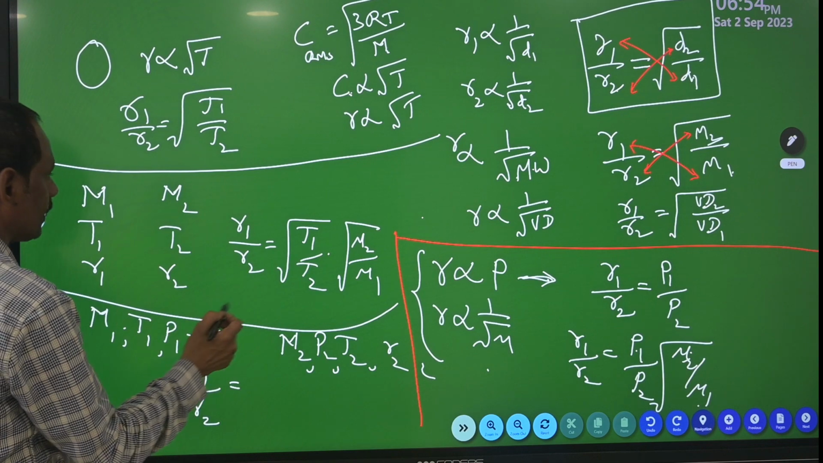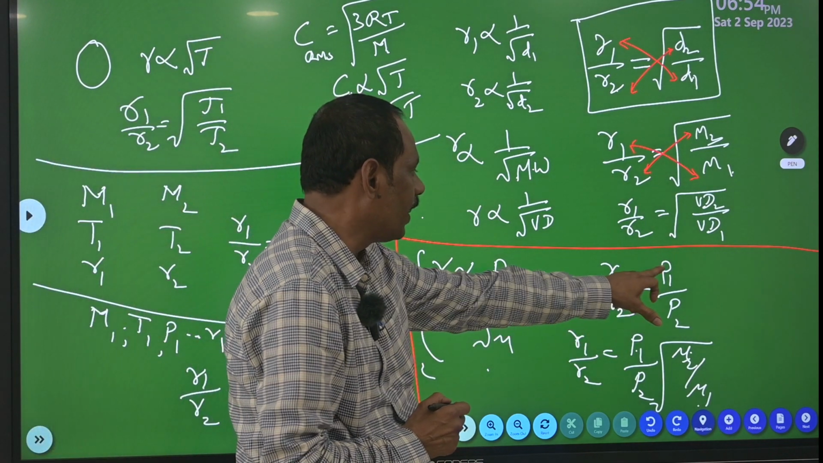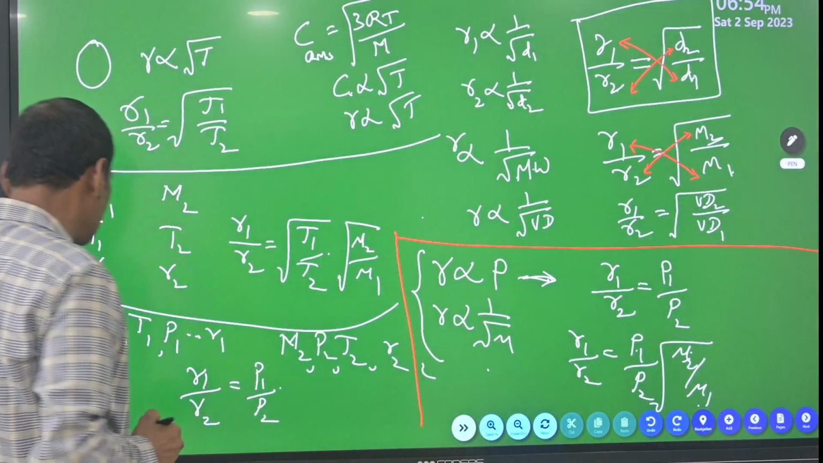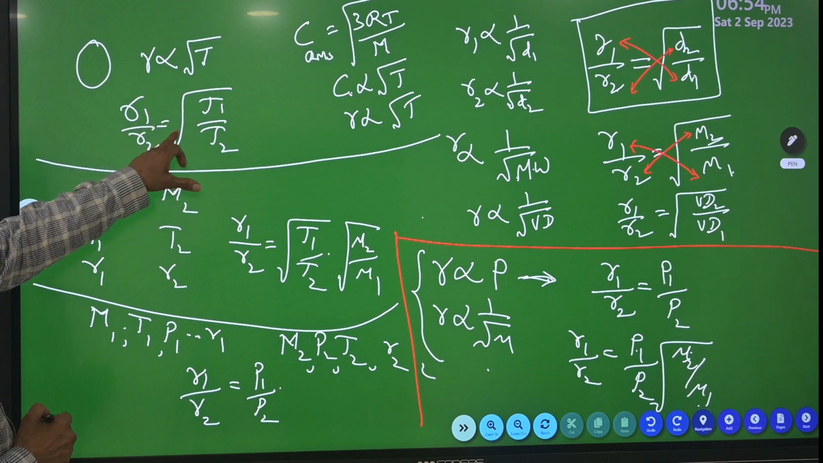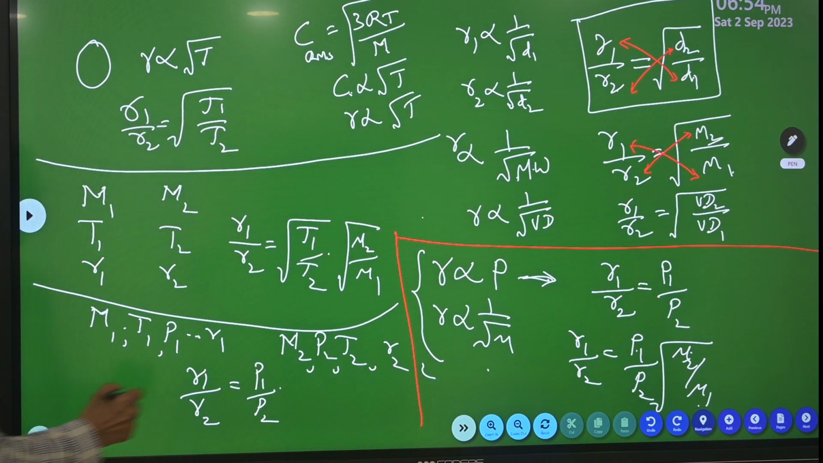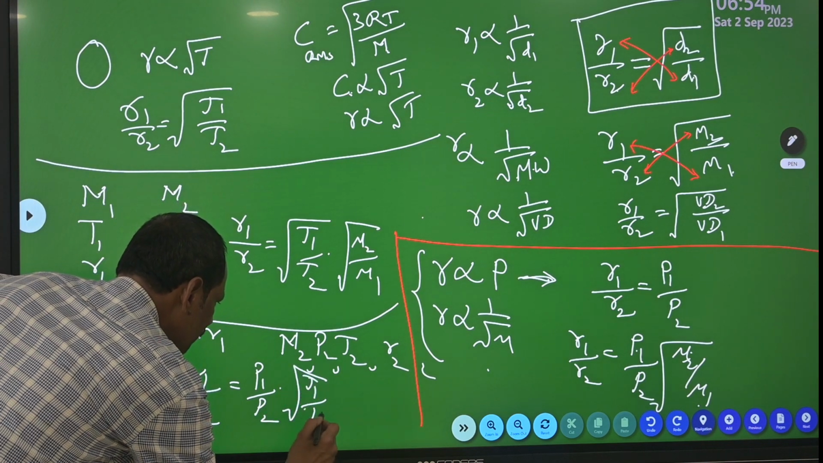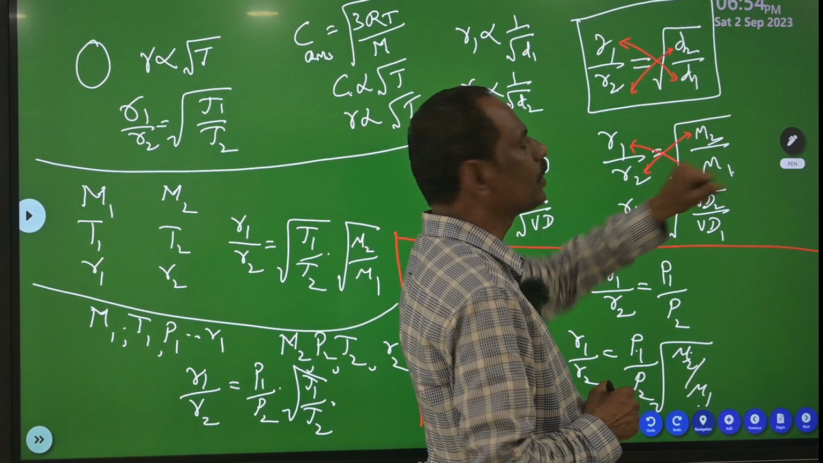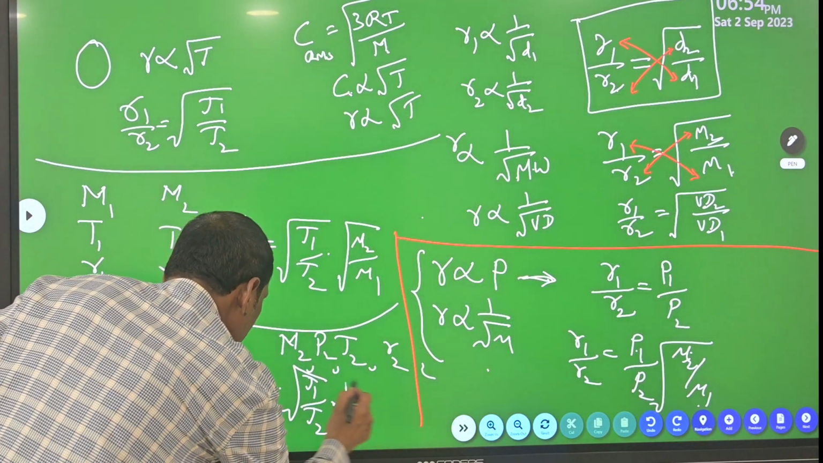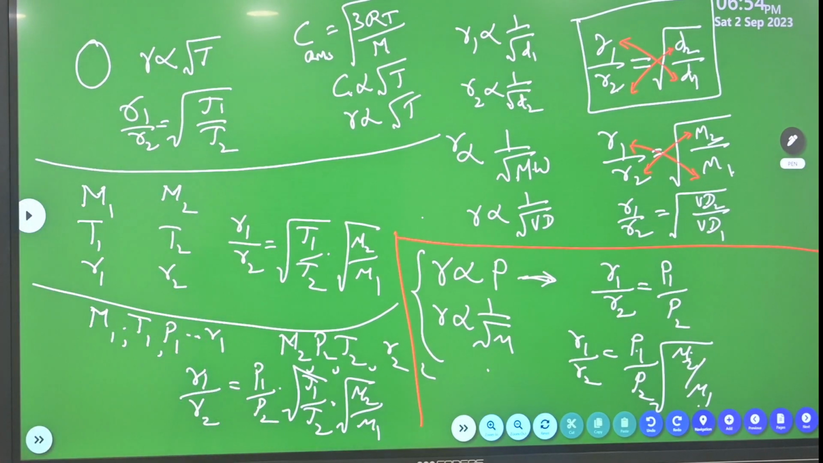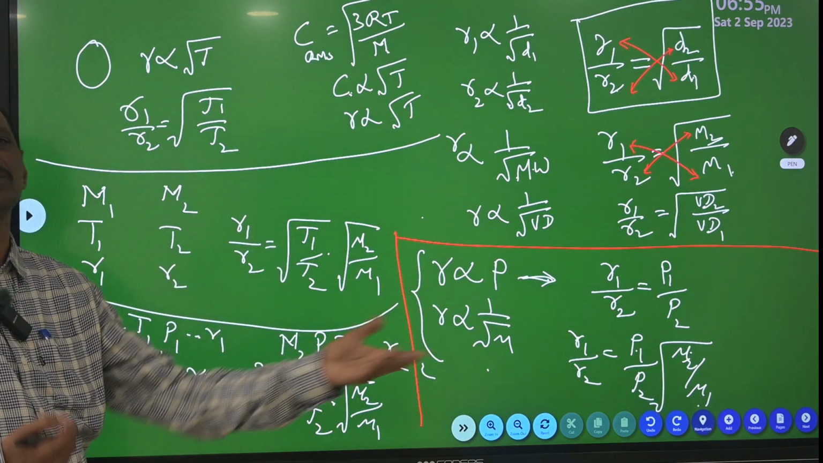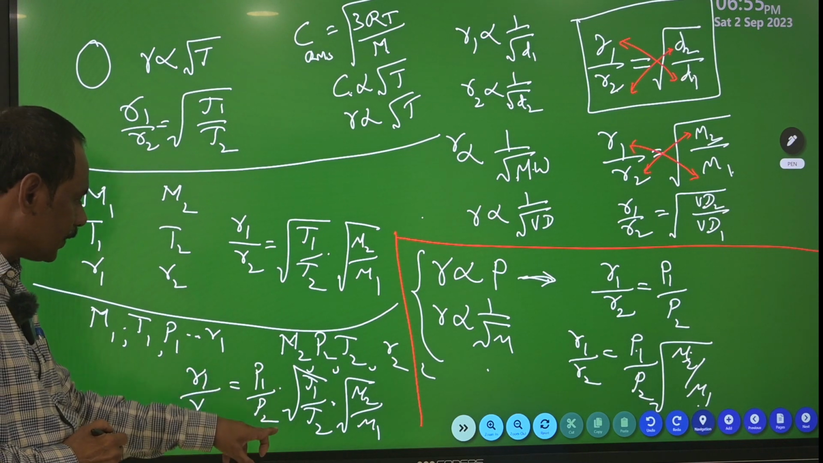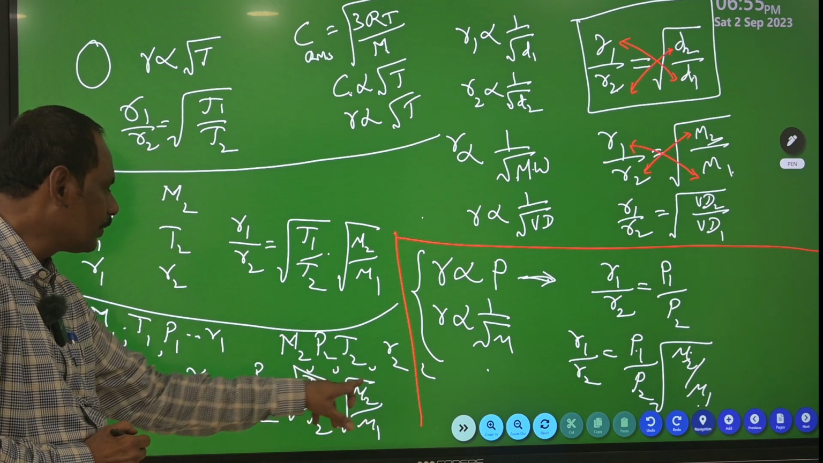You know that R1 by R2 is equal to P1 by P2. Therefore, P1 by P2. Then for temperature, R1 by R2 is equal to root of T1 by T2. And these are different gases. In the case of different gases, R1 by R2 is equal to root of M2 by M1. So, two different gases taken at two different temperatures and two different pressures, the comparison is R1 by R2 is equal to P1 by P2 into root of T1 by T2 into root of M2 by M1.